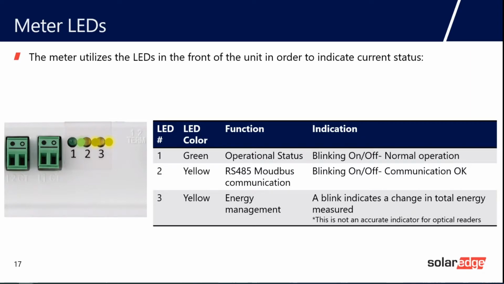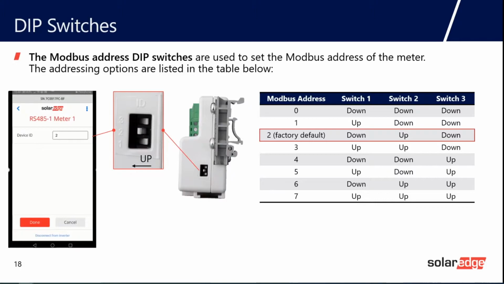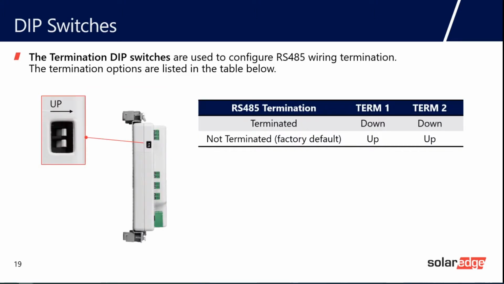The Modbus address dip switches are used to set the Modbus address of the meter. The addressing options are listed in the table below. The termination dip switches are used to configure RS-485 wiring termination. The termination options are listed in the table below.